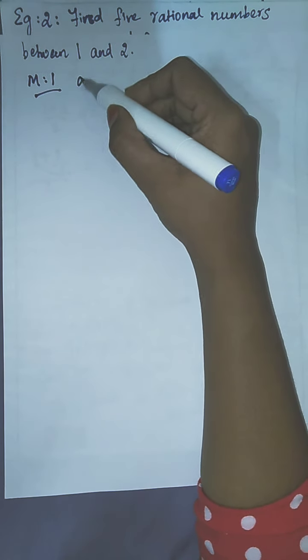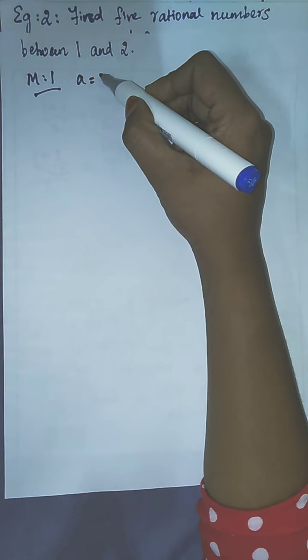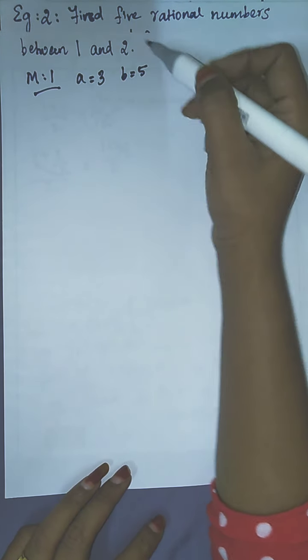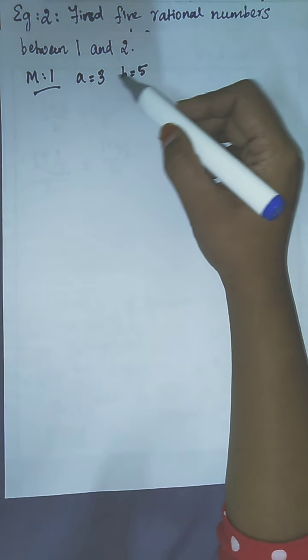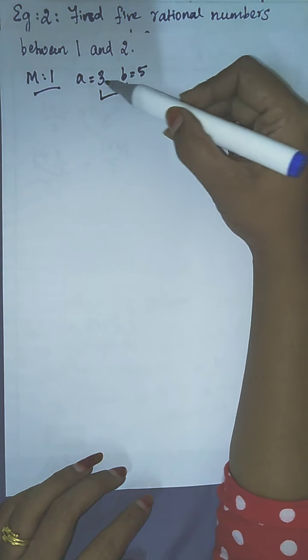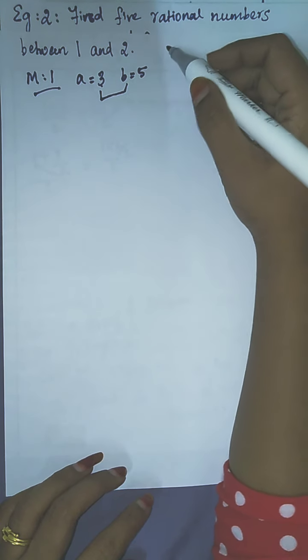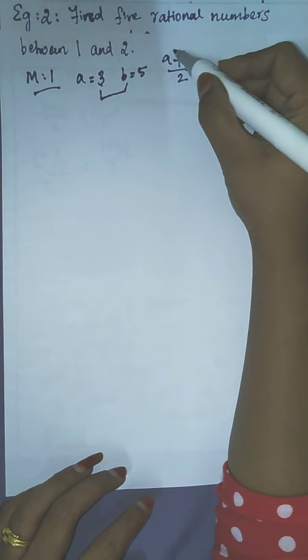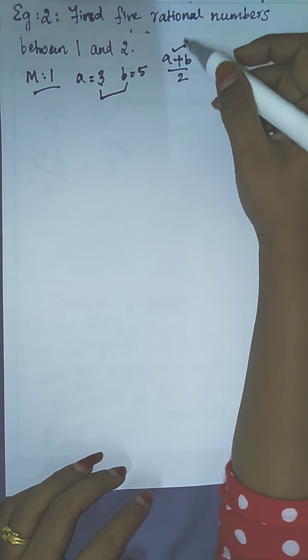Like for example, if the value of A is 3 and the value of B is 5. Now I have to find the average value, that is the number between this 3 and 5. So you can use the formula A plus B divided by 2. This is the average method formula.